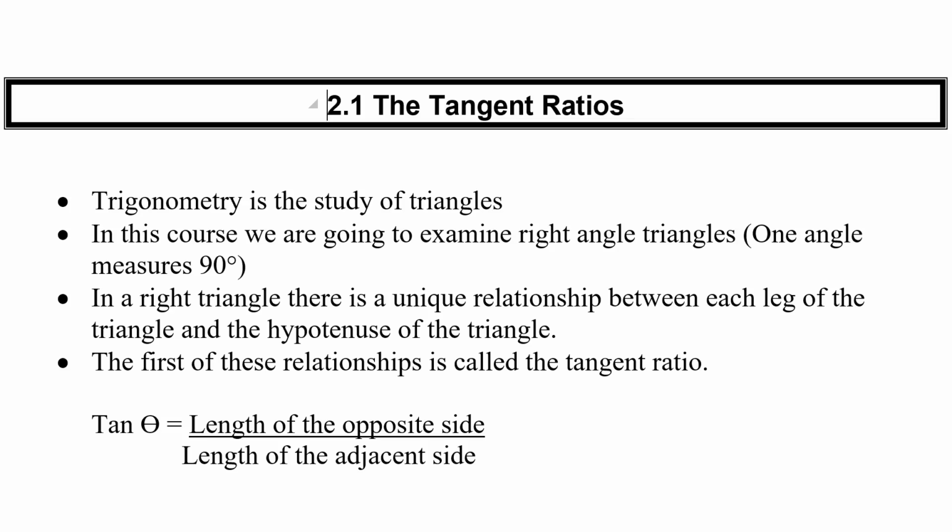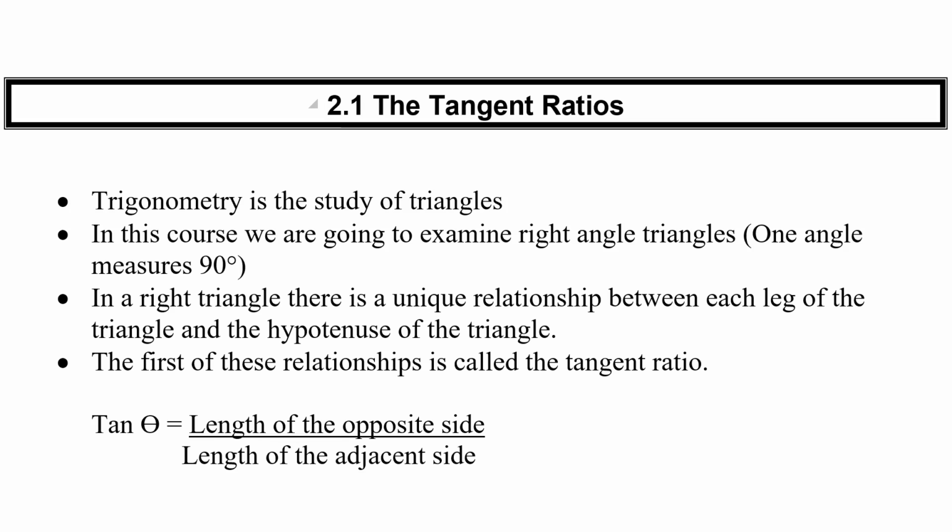And here we are. We have our new unit on trigonometry. Trigonometry is one of those ideas that we are going to be looking at in grade 10, grade 11, and 12, and we're going to build on it every time we go. So it's really important that we've got a good fundamental grasp of what trigonometry is and how we can use it. So the first thing we're going to look at today is 2.1, called the tangent ratio.